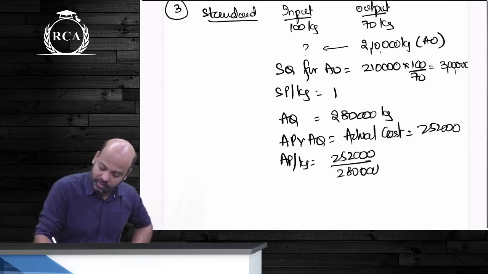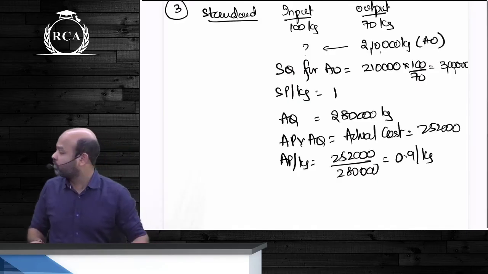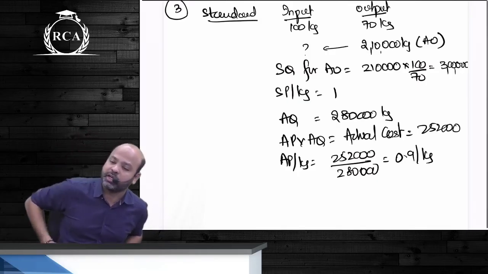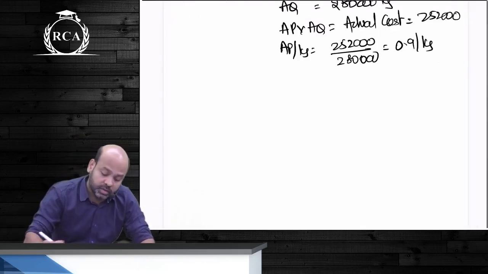Did you understand, guys? Done, beta. You have standard quantity, you have actual quantity, you have standard price, and you have actual price. All you have to do is use those formulas and get the answer for those variances.